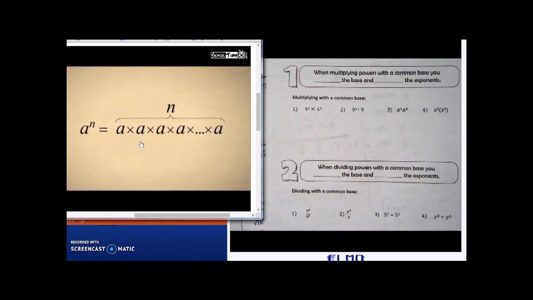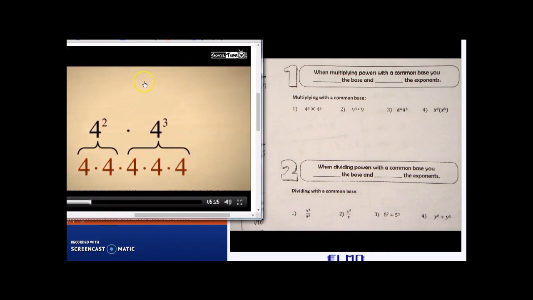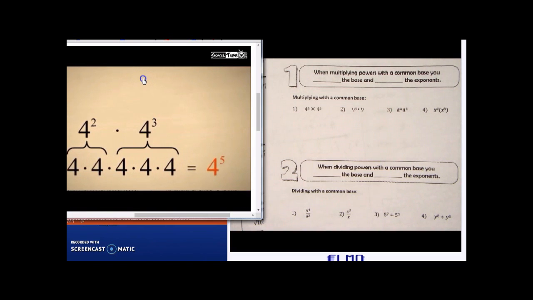We have seen that any number a raised to the nth power, where n is a positive integer, is equivalent to n a's multiplied together. Interesting things happen when we multiply exponential expressions together. For example, say that we multiply 4 squared times 4 cubed. Since 4 squared is 4 times 4, and 4 cubed is 4 times 4 times 4, the result is 5 4's multiplied together, which is equivalent to 4 to the 5th power.